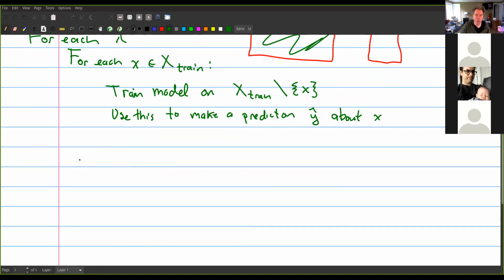Then we get, I've already said y hat here as if it weren't a vector, but now I'm going to abuse notation. I'm going to consider y hat to be a vector of predictions about each training point.